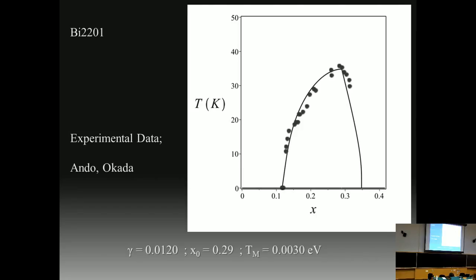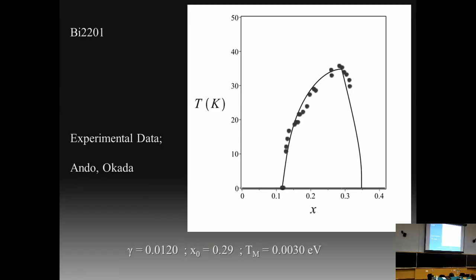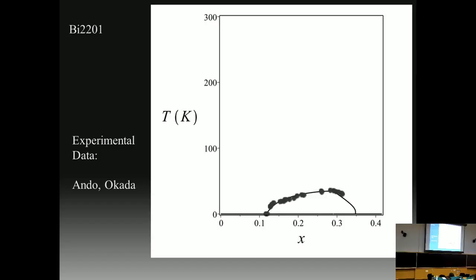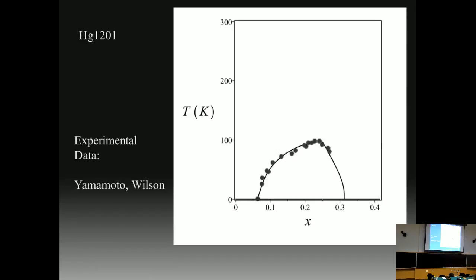So this is for bismuth, the experimental. Again, we just adjust one constant. These are the data. These are the same data on a scale of 300 Kelvin. This is 50 Kelvin. So this is for mercury, again just adjusting one parameter, again on a scale of 300 Kelvin.